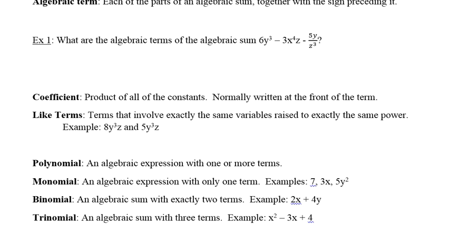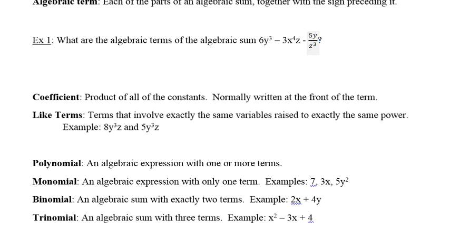So here we have an expression: 6y to the third minus 3x to the fourth z minus 5y over z to the third. So this is an algebraic expression, an algebraic sum. It has three terms. 6y cubed is one term, 3x to the fourth z is another term, and negative 5y over z to the third is a third term.